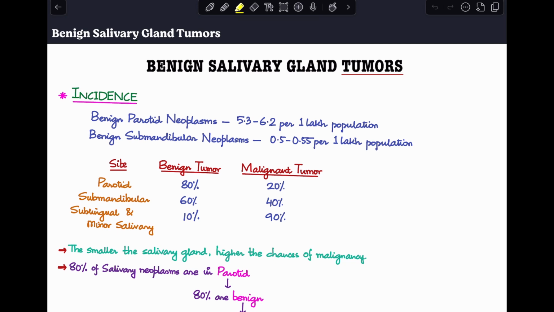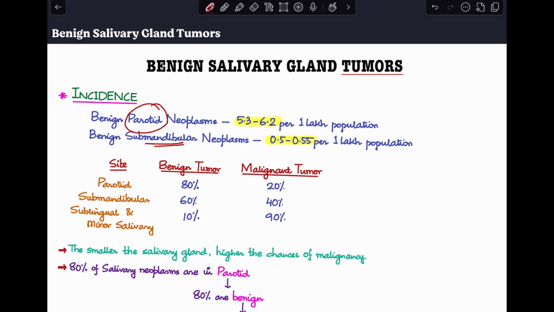So, benign tumors of the salivary gland. Looking at the major salivary glands, in the case of the parotid, benign parotid neoplasms have an incidence of about 5.3 to 6.2 per 1 lakh population. Whereas for the submandibular gland, the same number is about 0.5 to 0.55 per 1 lakh population. So what we get from here is that the parotid gland is the more common gland involved in benign salivary gland tumors.